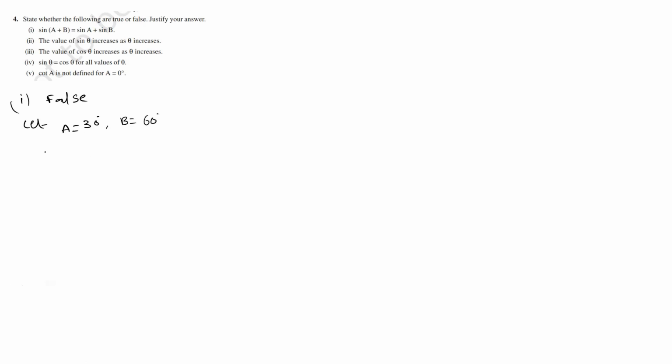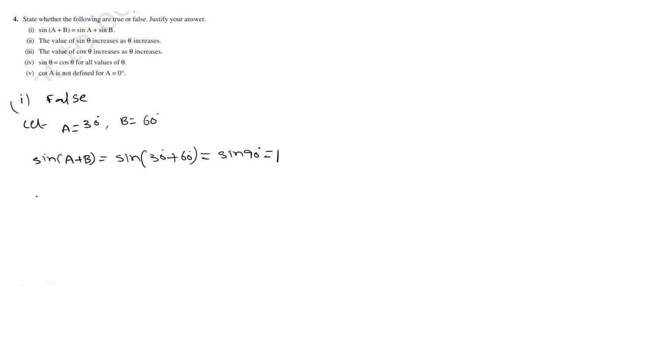60 degrees. So now, they are given sine of A plus B. A is 30 degrees and B is 60 degrees. So 30 plus 60 is 90. So sine 90 degrees is equal to 1 here.